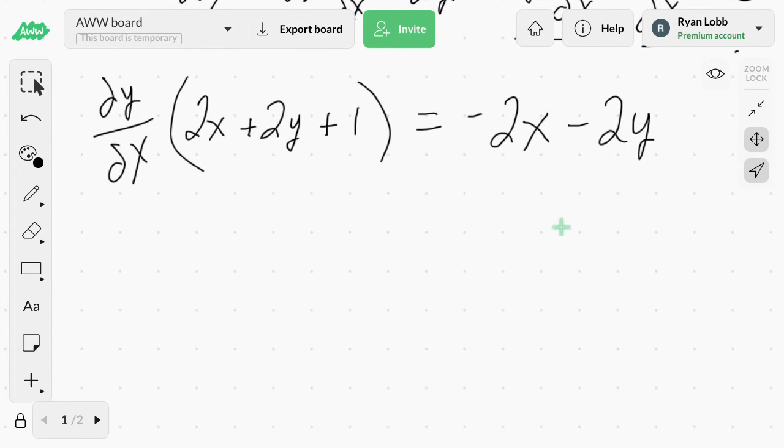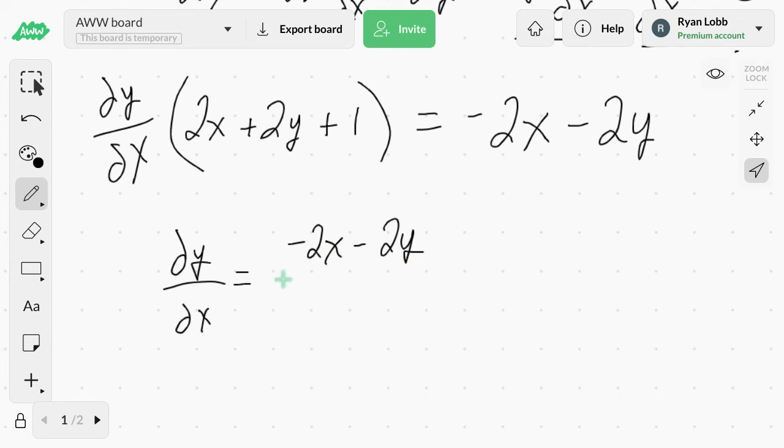This end result, when we divide both sides, we get dy/dx equals negative 2x minus 2y divided by 2x plus 2y plus 1. Okay, so there's dy/dx.